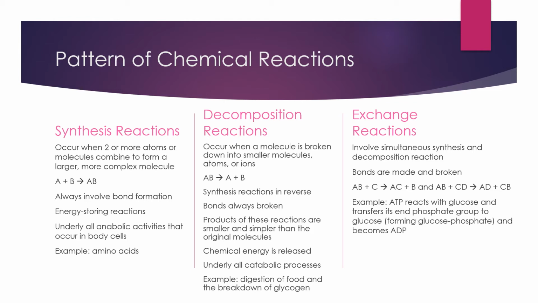Exchange reactions involve simultaneous synthesis and decomposition reactions. Bonds are made and broken, as you can see denoted by the lettering, the formula right below it. So the example of this would be ATP reacts with glucose and transfers its end phosphate group to glucose, forming glucose phosphate, and becomes ADP. So again, we'll talk about this later in the lecture, ATP to ADP, and then ADP back to ATP.